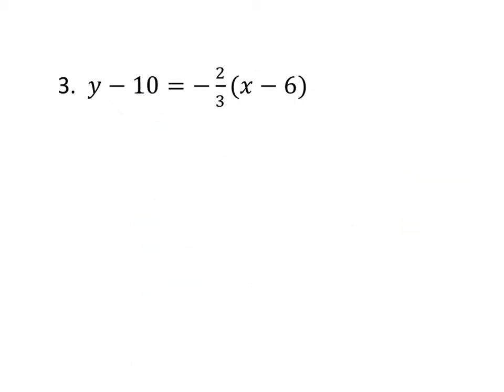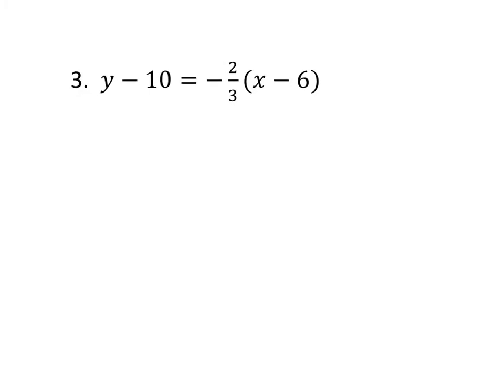Okay, in this next problem it is written in what's called point slope form. And again, we want to convert it to slope intercept, so we want to get the y by itself. So the first thing I'm going to do is distribute the negative 2/3 to both parts of this parentheses. So I have y minus 10, and that equals, I'm going to have a negative 2/3 x, and then negative 2/3 times negative 6. Let me write this over here.